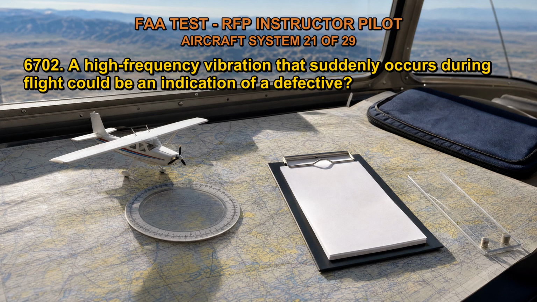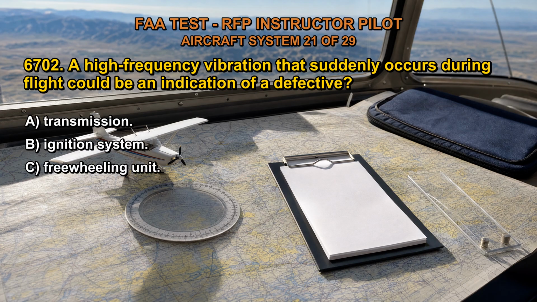6702. A high-frequency vibration that suddenly occurs during flight could be an indication of a defective: A. Transmission. B. Ignition system. C. Freewheeling unit. The correct answer is A.